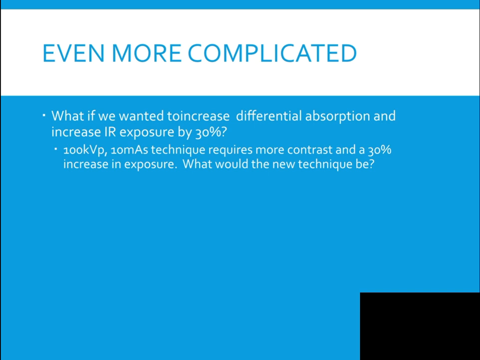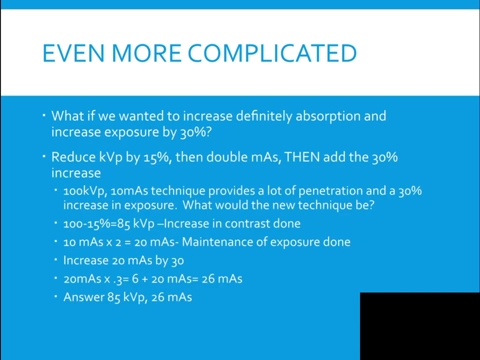So 100 kVp, 10 mass, and you need more differential absorption and a 30% increase in exposure. That's image receptor exposure. What would your new technique be? So just take it one thing at a time. So reduce your kVp by 15% and then double the mass. That brings you back to the original technique, and then you've got to add 30% on top of that.